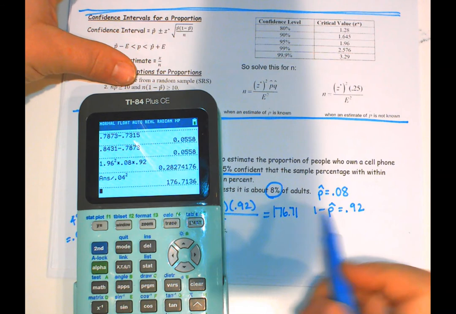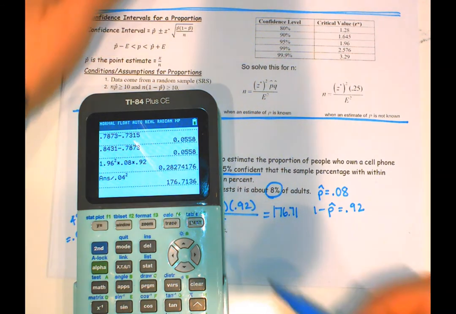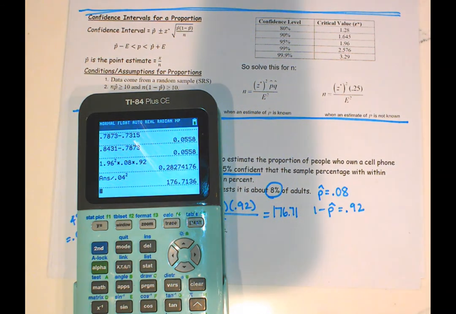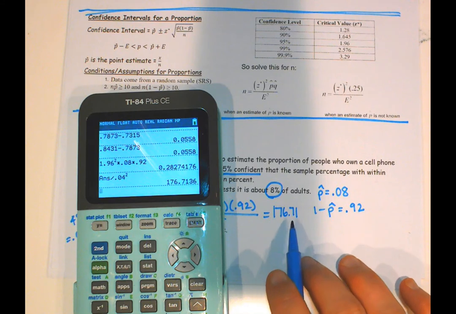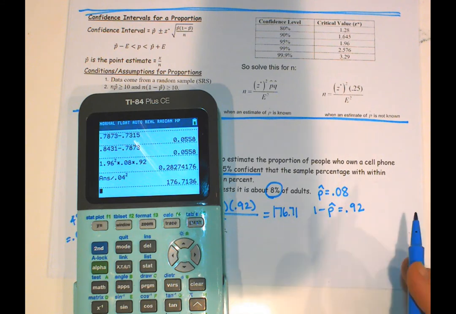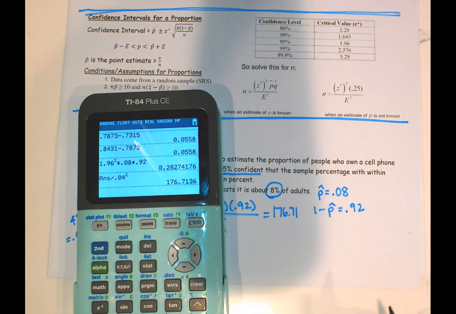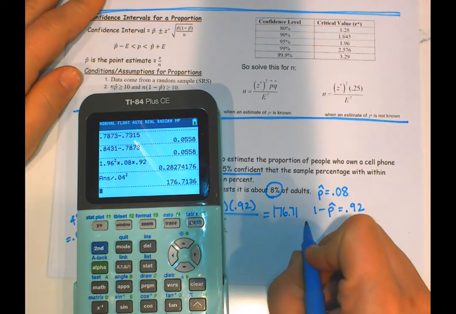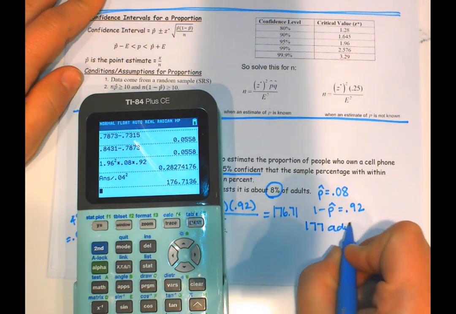And I end up with 176.71. Now remember, we always have to round this up, because if I want an accurate answer and I need to ask 176.71 adults, I can't ask a decimal of an adult, so I have to do more than that, right? 176 is not enough, so I've got to round up to get to 177 adults in this case.